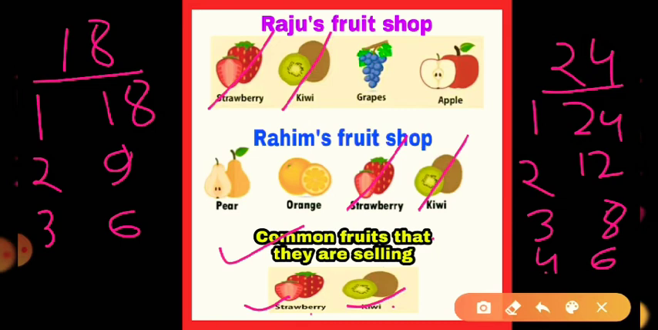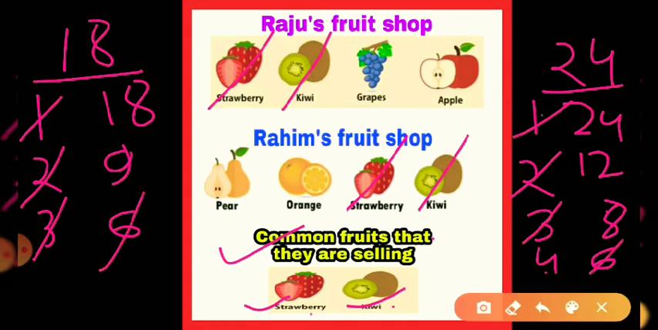Now by observing, tell me what factors they have in common. You can write first 1, second 2 that they have in common, next 3 and at last they have 6. So 1, 2, 3, 6, these factors are known as common factors of 18 and 24. I hope that you have understood very well what common factors are. So it was just an activity to define common factors.